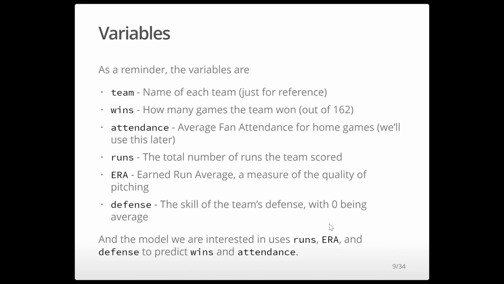Just as a reminder, the variables are first the team, which is not really a relevant variable. This is just for reference, the name of each of the 30 baseball teams from the 2019 baseball season. Second is how many games they won. The third was their average fan attendance for home games. The runs variable is the total number of runs the team scored. ERA is the earned run average, which is the quality of pitching. And then defense is the quality of team's defense, with 0 being average. The model we're interested in uses runs, ERA, and defense to predict wins and attendance.